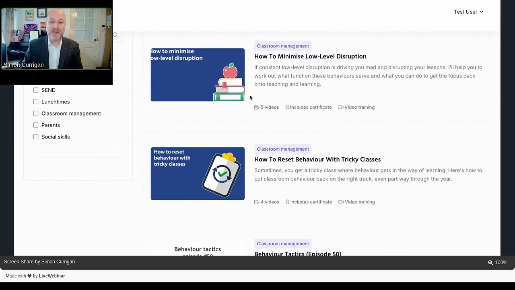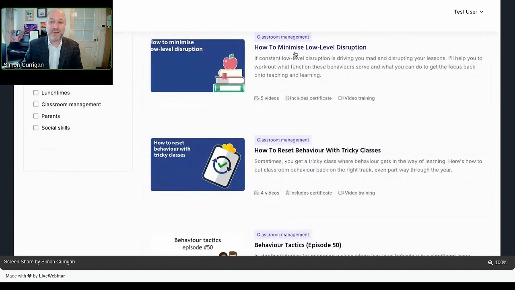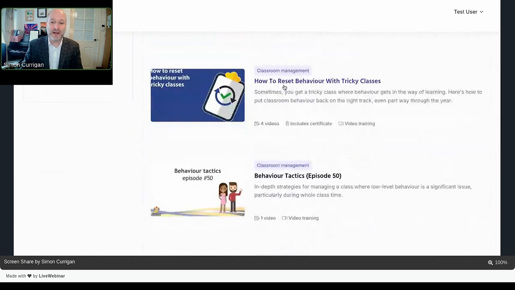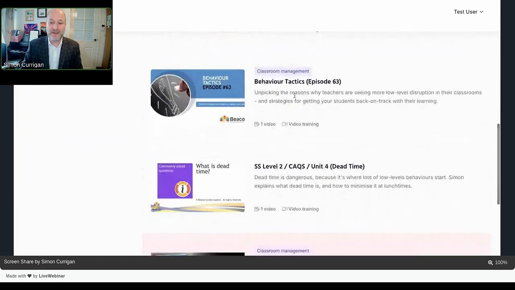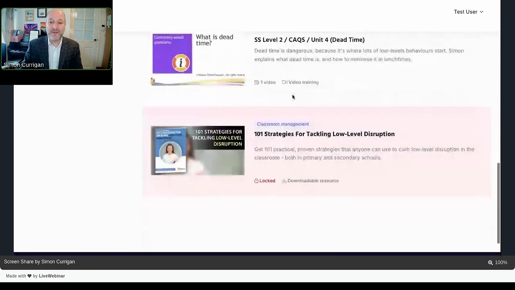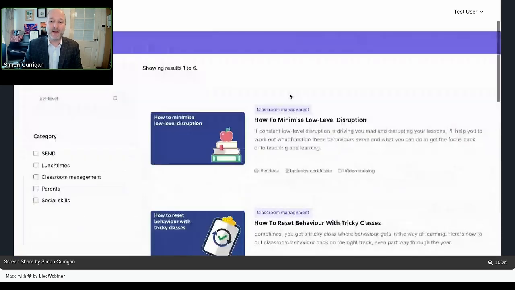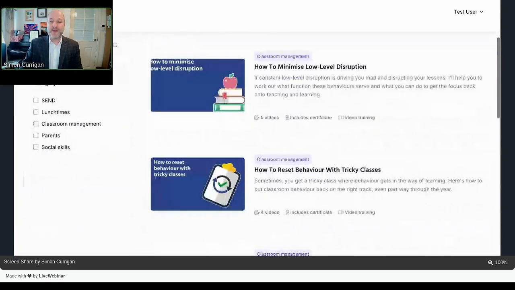So you can see we've done a search and it's immediately said how to minimize low-level disruption, how to reset behavior with tricky classes. There's a behavior tactics episode about where low-level behavior is a significant issue in class. Another behavior tactics episode, also some stuff in there from successful supervisors, and another resource at the bottom. So what I could do now is write down the name of 2 or 3 of those suggestions and put that in my plan, which I'm going to show you in a moment.